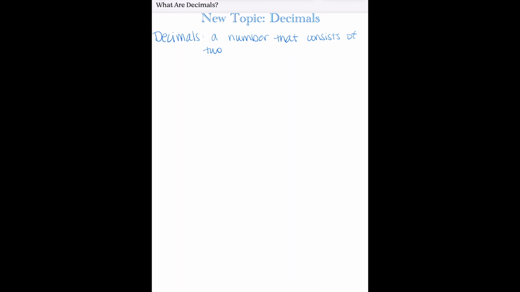A decimal is a number that consists of two parts. So we've got a whole number and a fraction, and they're going to be separated by a decimal point. Whatever goes in front of the decimal point is the whole number, and whatever goes after the decimal point is a fraction. Another key thing that we'll touch on now, but get deeper into further in the videos, is that decimals are based on 10.